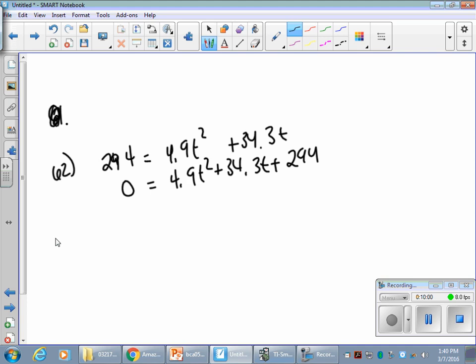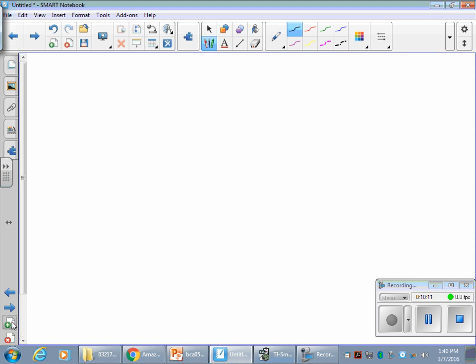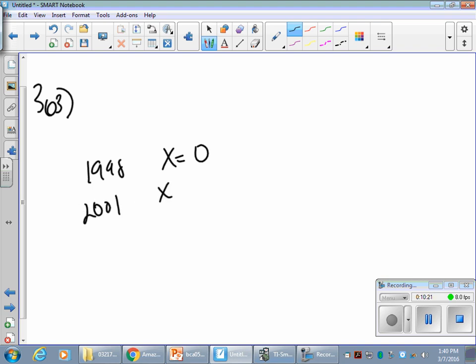63 is one about tornadoes. They give you the function. It's really long to type in, but as long as you type it correctly. Now, X in number 63, X is the number of years since 1998. So if you're wanting to find 1998, your X would be 0. If you're wanting to find 2001, your X would be 3. So you plug in 3 and see what you get. And in 2006, your X would be 8.